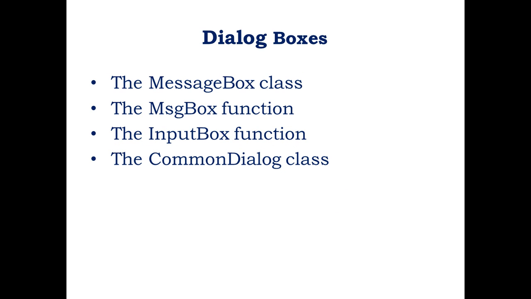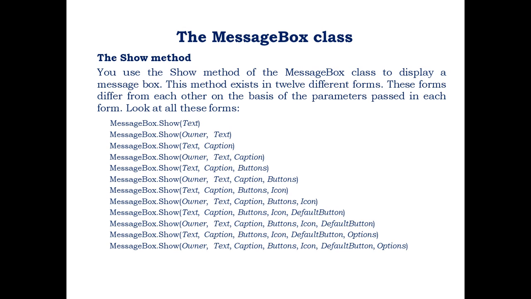There are four important dialog boxes: the MessageBox class, the MsgBox function, the InputBox function, and the common dialog classes. The different types of the MessageBox class use the Show method, with different argument lists: text, owner text, text caption, owner text caption, and finally owner text caption, button, icon, default button, and options.